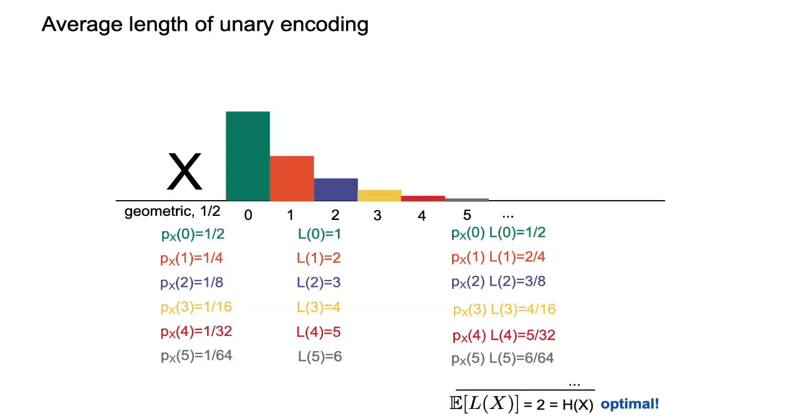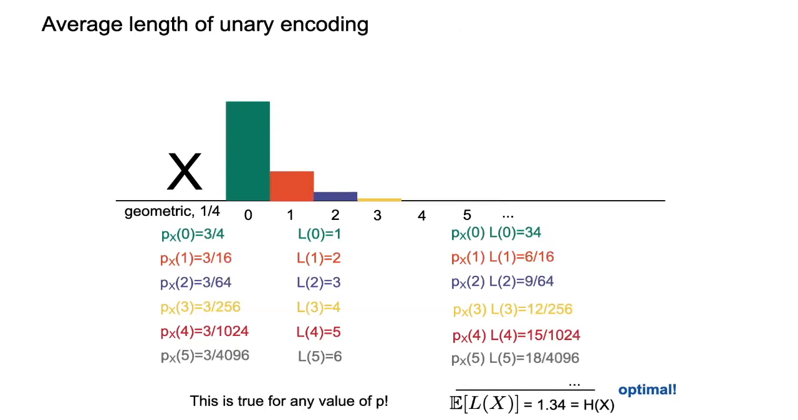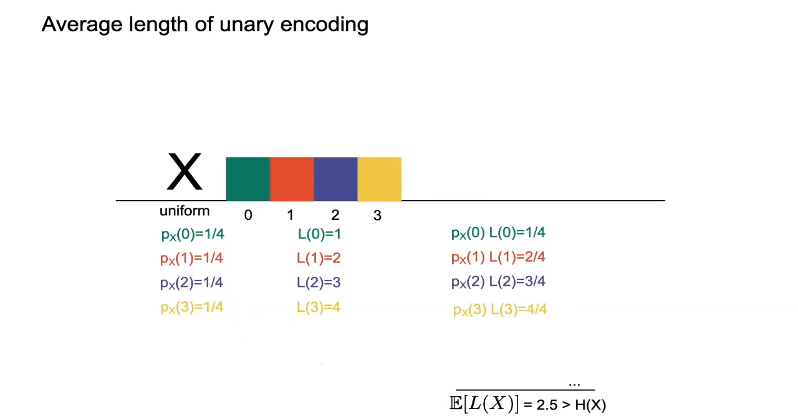Note that the geometric distribution doesn't have to be like this. It can also be a biased coin, right? Maybe I have a coin that 1/4 of the time gives heads and 3/4 of the time gives tails, right? So then it's also a geometric distribution. But no matter what, the unary encoding is going to be optimal. The average length will be exactly the entropy of the probability distribution, but only for the geometric one, right?